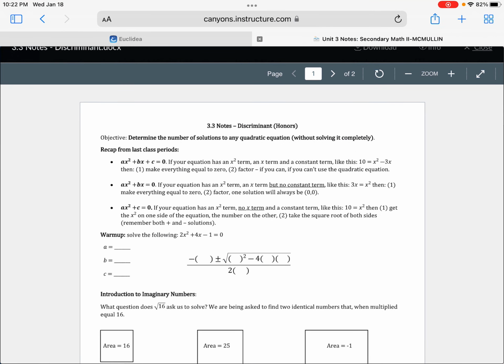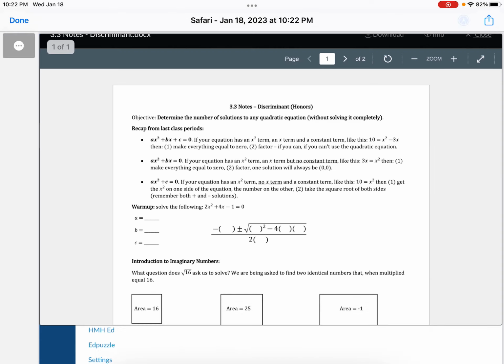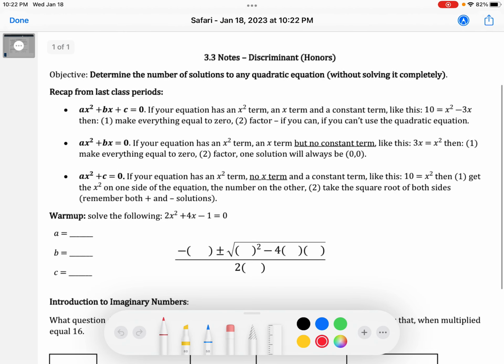So right now we're going to go over the notes for lesson 3.3, and here we're covering something called the discriminant. So let's jump right into this. First of all, a bit of review.